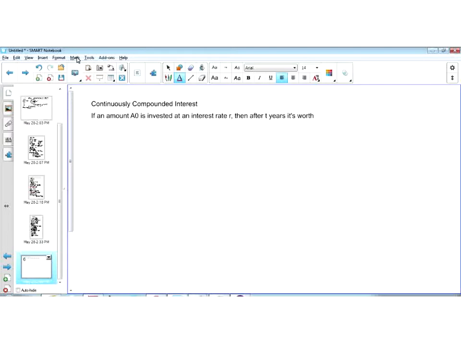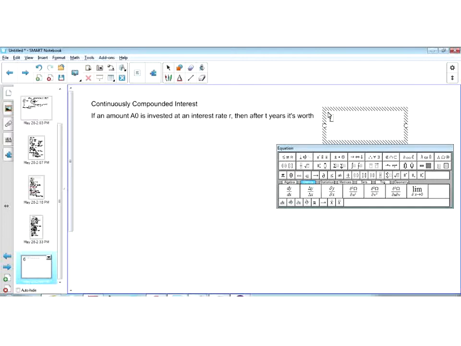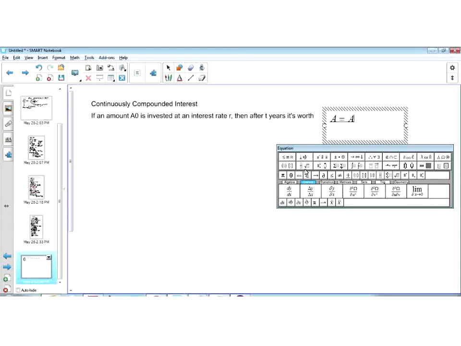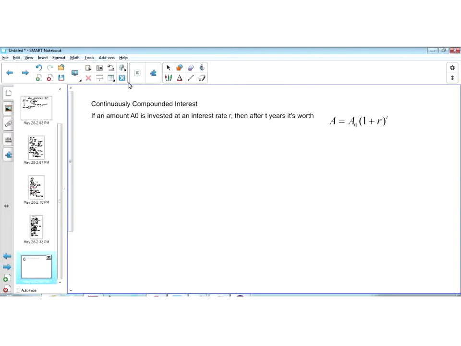Let me write the equation using equation editor. Amount is equal to the initial amount times 1 plus the interest rate raised to the power of T. So this is the amount after your initial investment and then the return after T years at a given rate. Now, what's going on here?